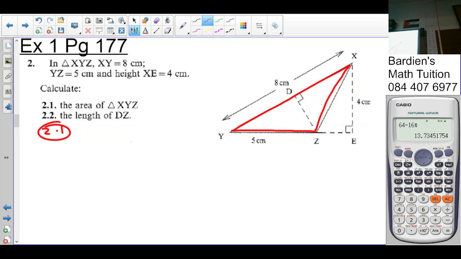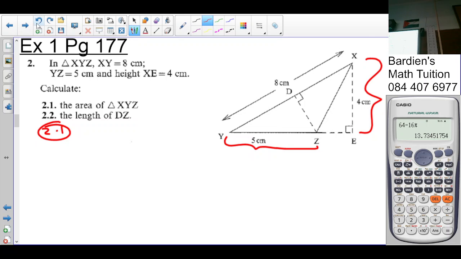Okay. Here, if this is your base, do we have the perpendicular height? What is the length of DZ? We don't have the perpendicular height if that is your base. Can you see that, people? Remember the height must stand perpendicular to the base you take into consideration. However, if you had made this your base, then what would have been your height? 4, which is XE. Can you see that, people?